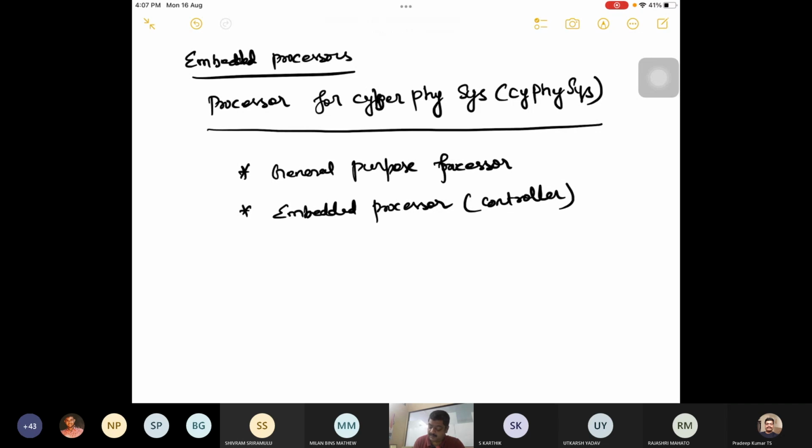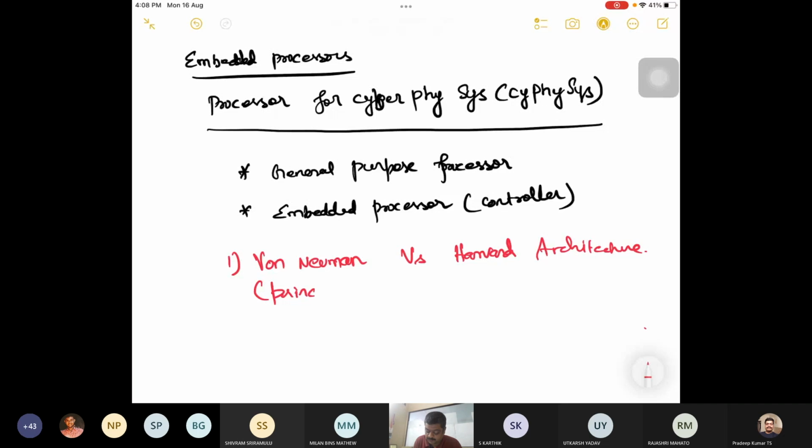Now, generally when dealing with computing, there are two persons. One is von Neumann, versus Harvard architecture. So there are two guys. Von Neumann is a scientist who was working in a university called Princeton University. So it can be Princeton architecture versus Harvard architecture.